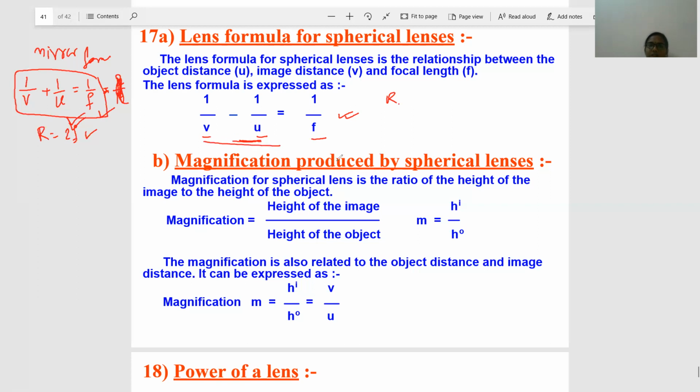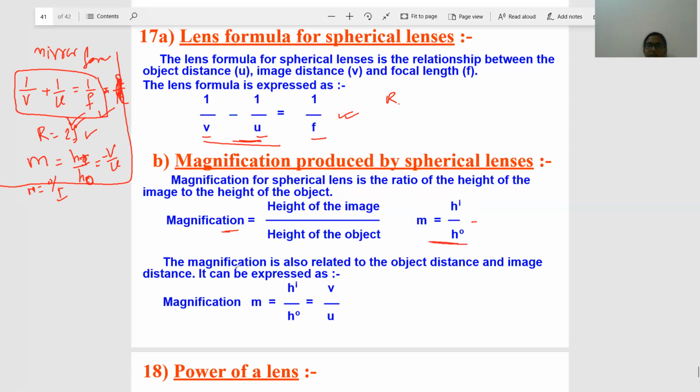And magnification. In case of lenses, magnification is height of image by height of object, that is equal to minus v by u. This is for mirrors, please don't confuse, this is for mirrors. Remember, it is always output by input, like efficiency. Here magnification is our efficiency, that is output by input. Here also magnification is how much image you get compared to the object, that is the number of times we are going to magnify. So this is the formula for magnification.